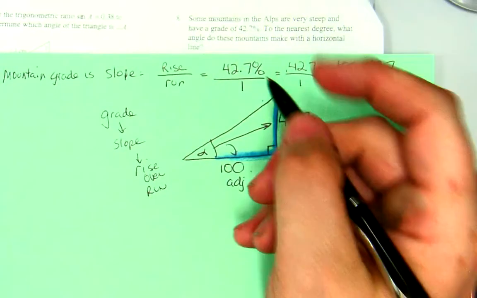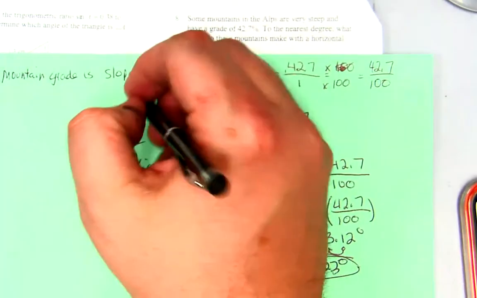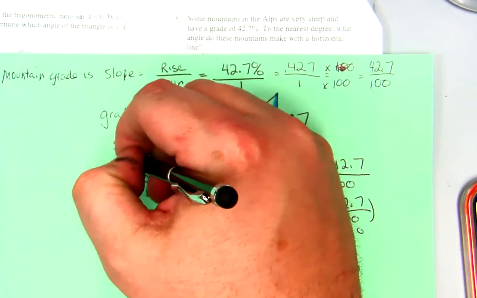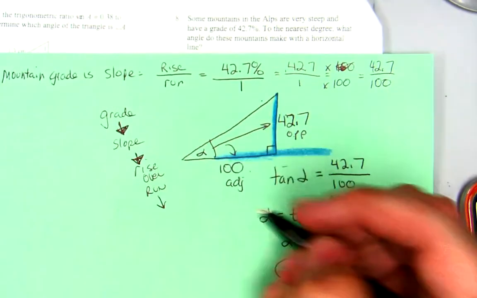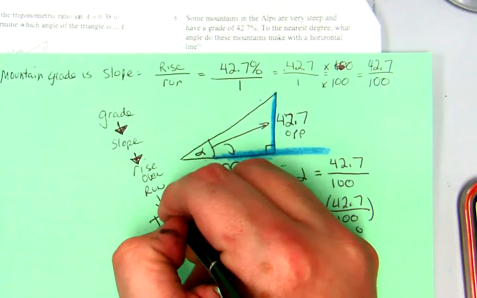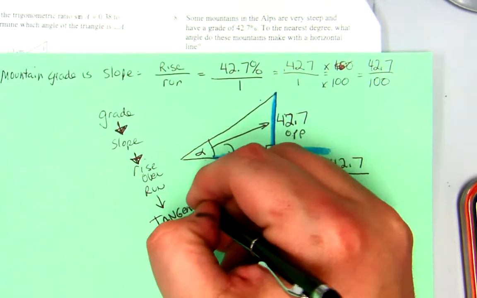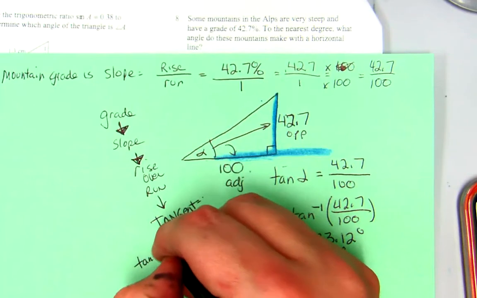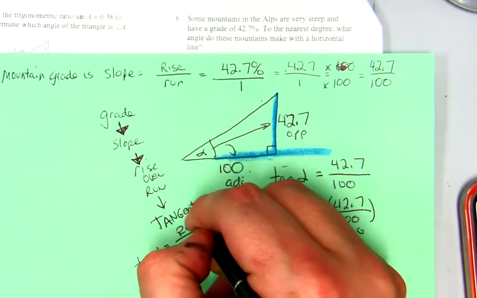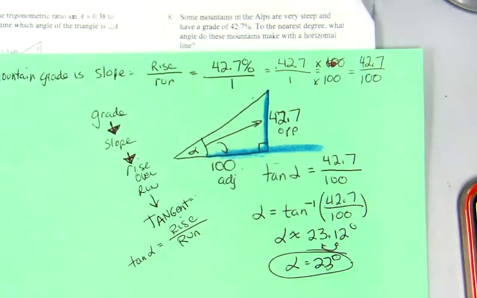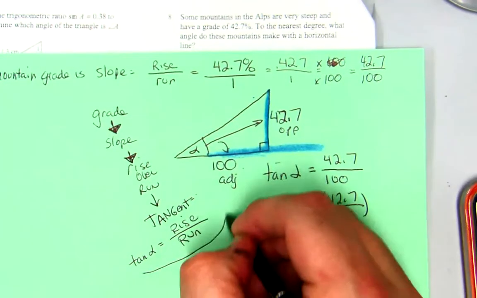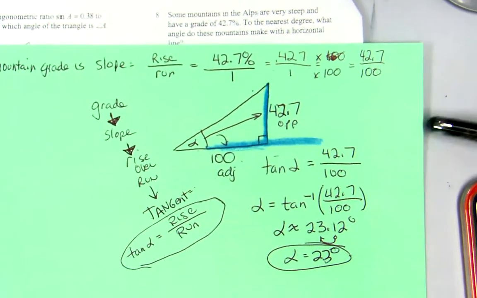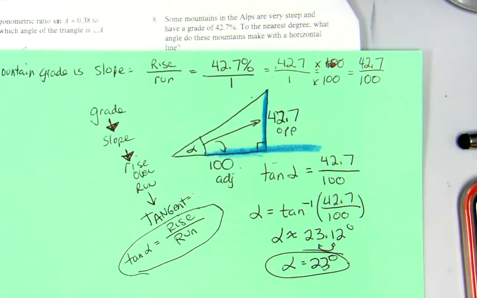So we tried a whole bunch of different things, but your grade is your slope. Your slope is rise over run, and then we're going to end up using a tangent. The tangent of the angle is going to be equal to the rise divided by the run. So you may want to use that. But other than that, that's it. It's a really easy problem, but you got to know how to set it up.